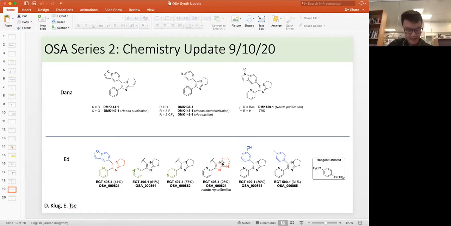And then for Dana's stuff, she's remade that, and that seems to have worked. And then also for the indole one, the Boc deprotection, I think she used HCl in dioxane and it was a bit messy. So she's going to try and redo that with some other deprotection conditions to see if it goes a bit smoother. Yeah, that's pretty much it for this week.